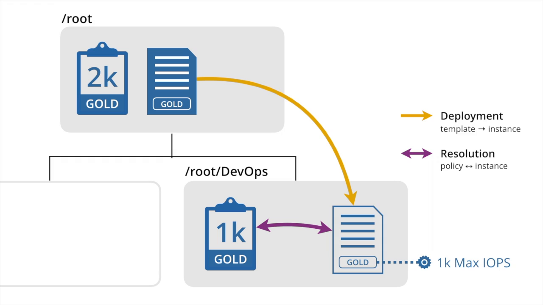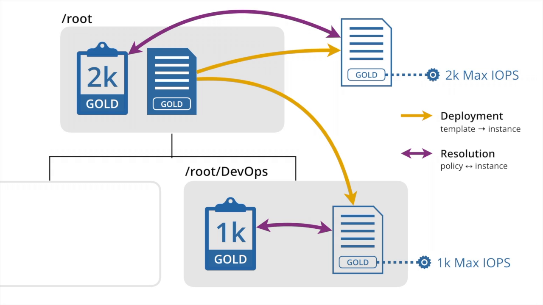I have two policies named gold in two different tenants. You can think of these as service classes if you want. So for my root tenant, gold means 2K IOPS, but for my DevOps tenant, it means 1K IOPS. Then from the same template, an instance deployed in DevOps gets the 1K, and an instance deployed in root gets the 2K service class. So I know this is getting a little complicated.